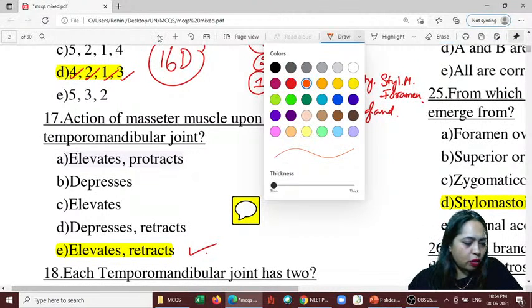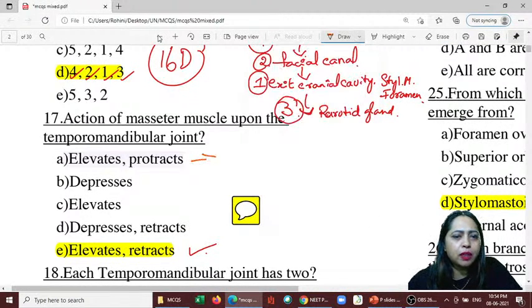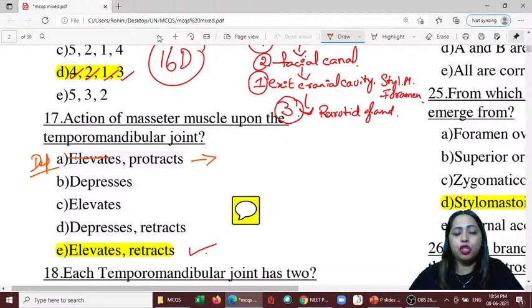So let's not go with the wrong sentence. So we'll just call this. See, we should be able to identify the wrong sentences also. This is wrong. It is not elevation and protraction. It should be either depression and protraction, or elevation and retraction.